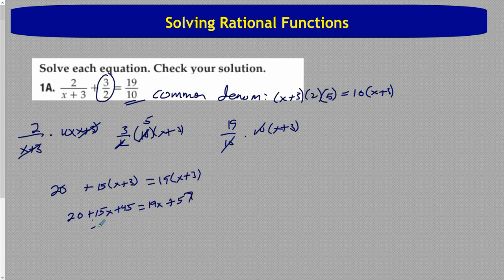Let's subtract 15x from both sides. So I'll have 4x on the right. Those will be gone. I've got 20 plus 45, that's 65 on the left. Minus 57 should be 8.